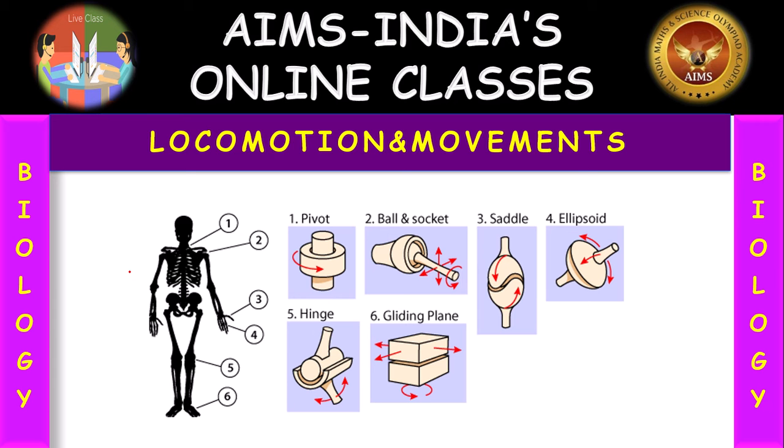Maxillaris, it is the muscle of the upper jaw. Pectoralis major, it is the muscle of the chest. Pectoralis minor, it is also a muscle of the chest. Mandibularis, it is the muscle of the lower jaw. Latissimus dorsi, it is a shoulder muscle. External oblique, lower abdomen muscle. Internal oblique, lower abdomen muscle. The transversus, lower abdomen muscle. Rectus abdominis, lower abdomen.